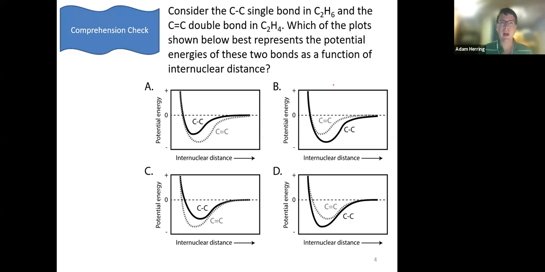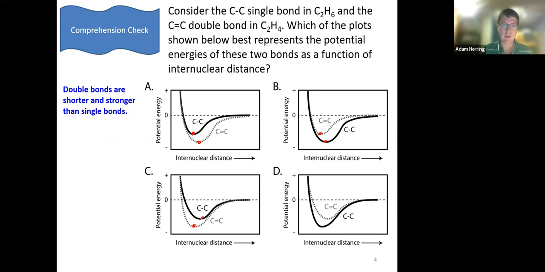Welcome back. How do we make this kind of a distinction? Well, what do we know? We know that double bonds are shorter and stronger than single bonds. Thus, if we're looking at a double bond, the bond length, which is indicated by the bottom of the well, should be smaller than for the carbon-carbon single bond.